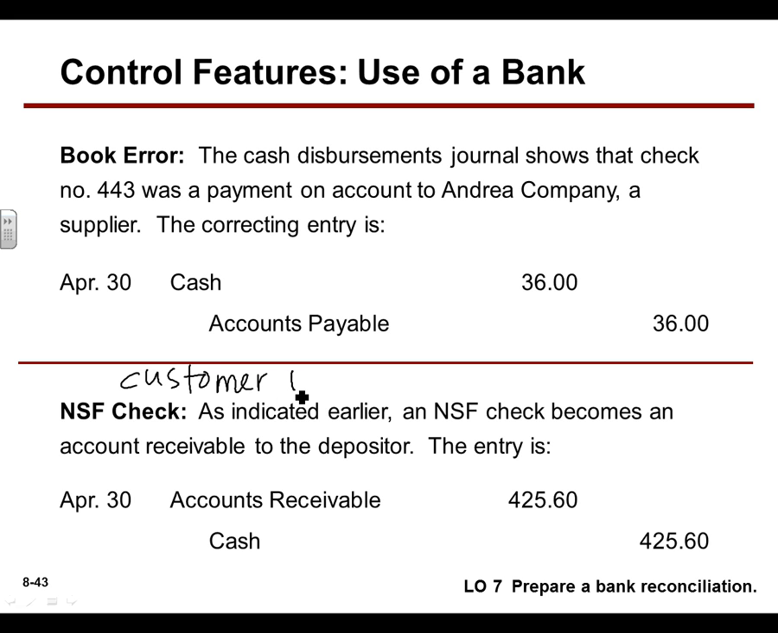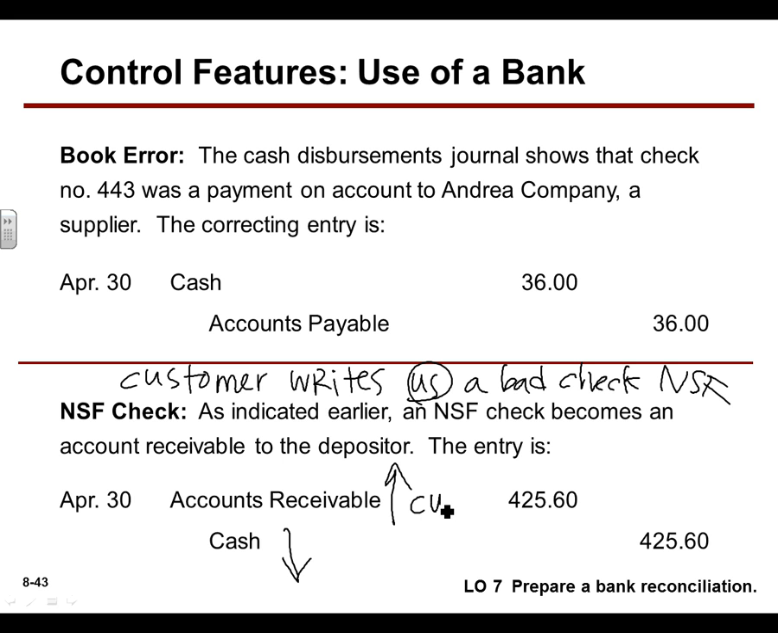If a customer writes us a bad check, which has non-sufficient funds, do we get the money? No, we actually take a hit. Look at that, that's cash going down. And now this customer owes us money. So that's seen as a cash hit.